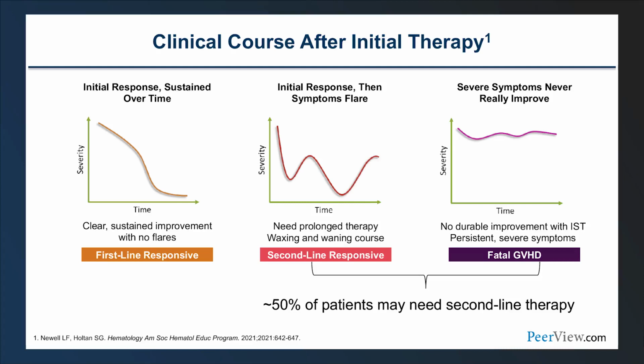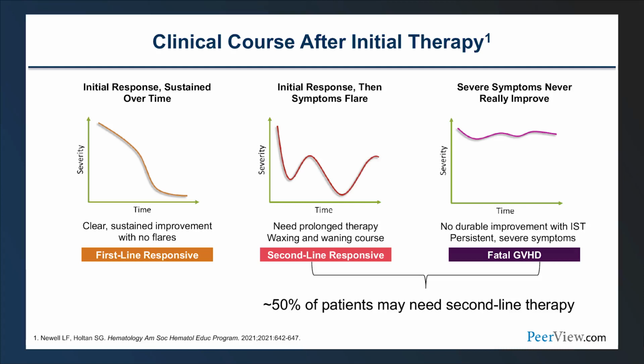Then in the middle, we have patients who have severe symptoms at the outset. They get better with immunosuppression, but as it's tapered, there's a flare of symptoms. Their symptoms can wax and wane over time. They may need prolonged therapy, but they often don't die from graft versus host disease. I call this group of patients second-line responsive.